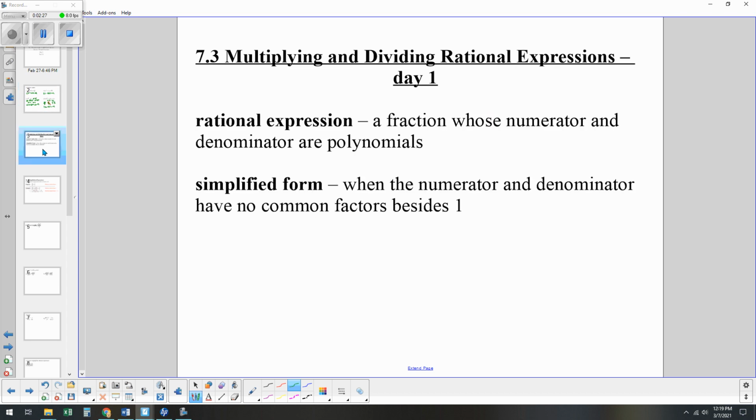So here we're talking about multiplying and dividing rational expressions. Today we're going to focus just on simplifying before we get into multiplying and dividing. But a rational expression is any fraction whose numerator and denominator are polynomials. And the simplified form is when the numerator and denominator have no common factors besides 1. So they're as low as they can go. They're in their factored form usually, and we cannot divide anything else out.